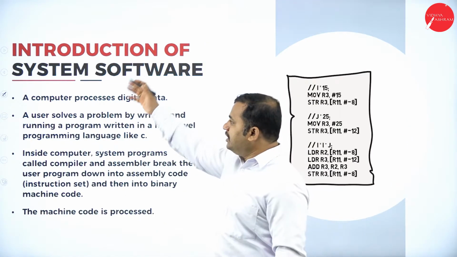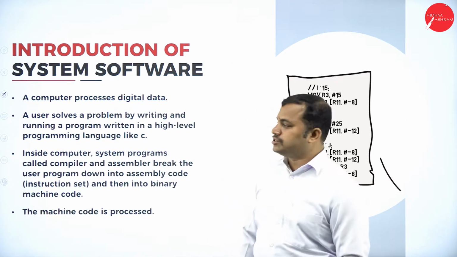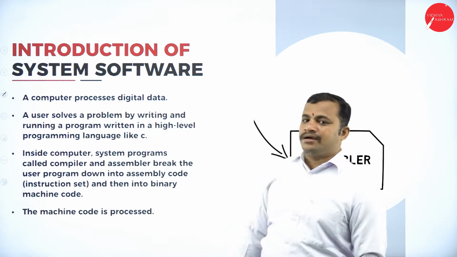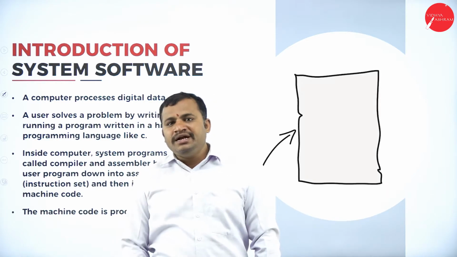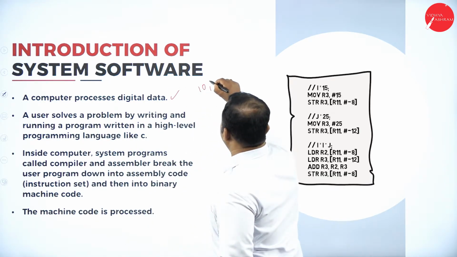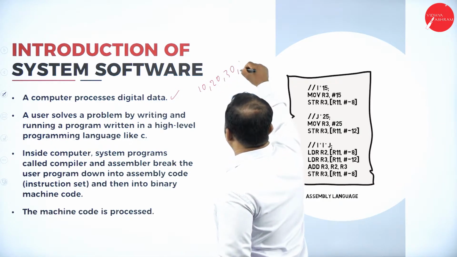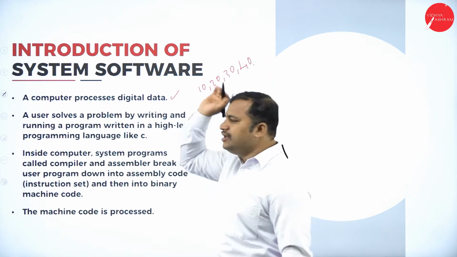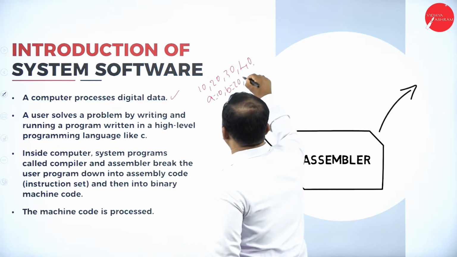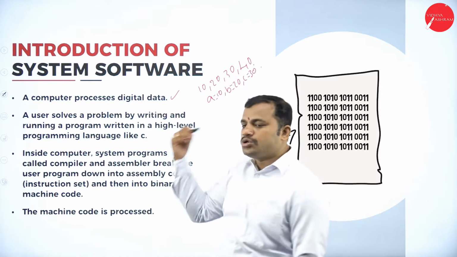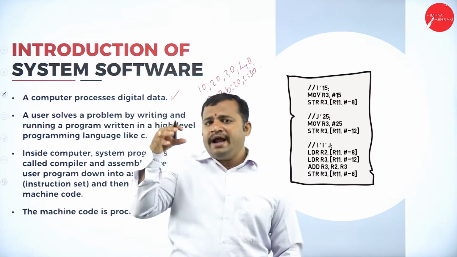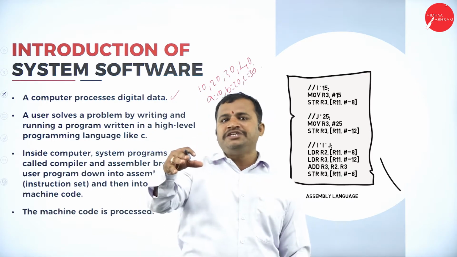So into the introductory part of this system software, a computer processes digital data. You know that digital data may be 10, 20, 30, 40, or it may be any of the variables: A is equal to 10, B is equal to 20, C is equal to 30, and so forth, or it may be anything. These data supplied by the user has to be managed properly.